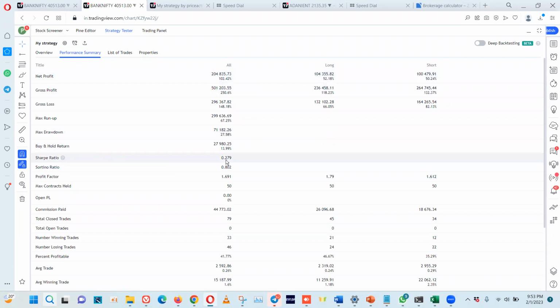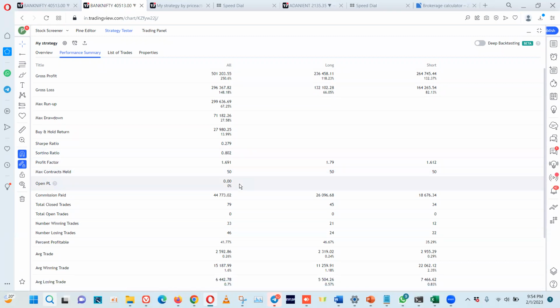So there are different ratios, Sharpe ratio, Sortino ratio. I don't know how to use them. It's of no use to me. This is important. What is the profit factor? It is 1.691. That means if we are losing 1 rupee, we are making 1.691 rupees behind that.